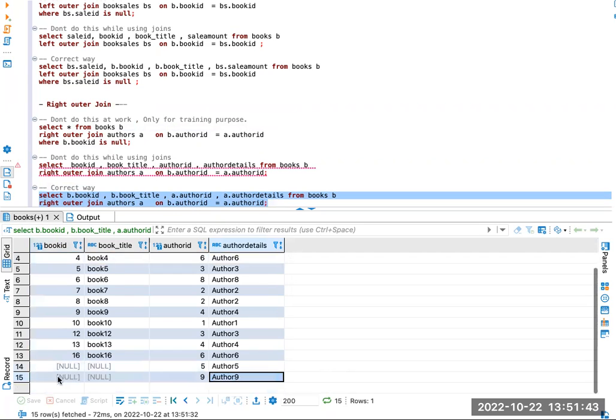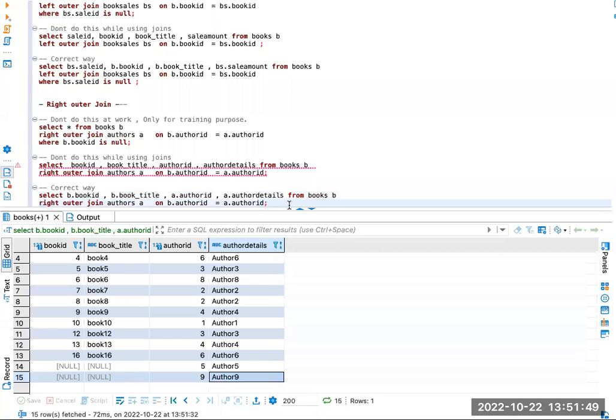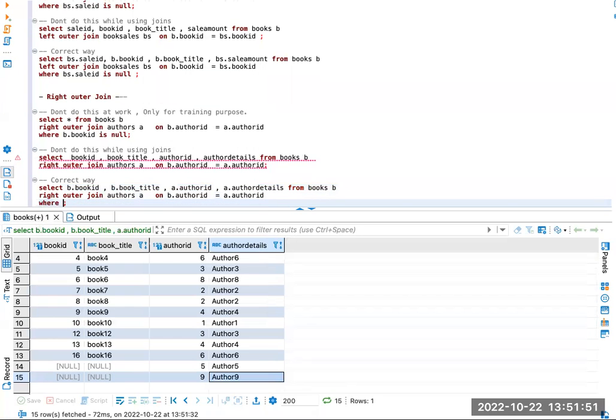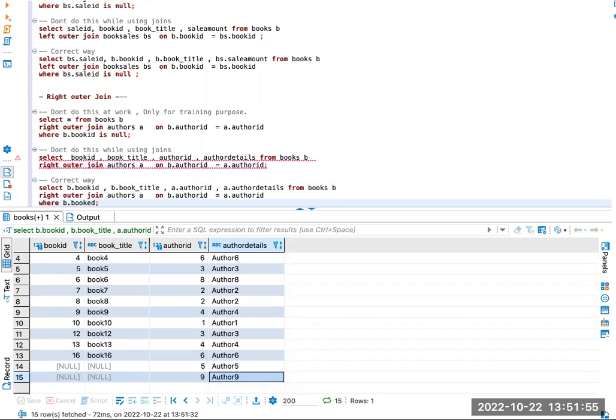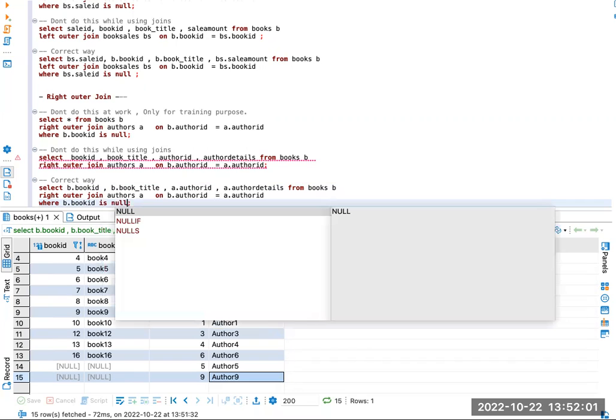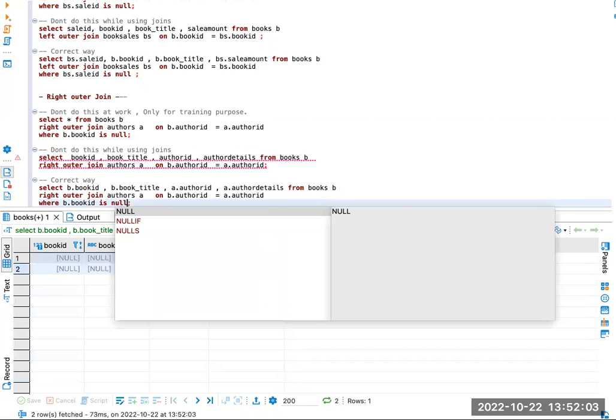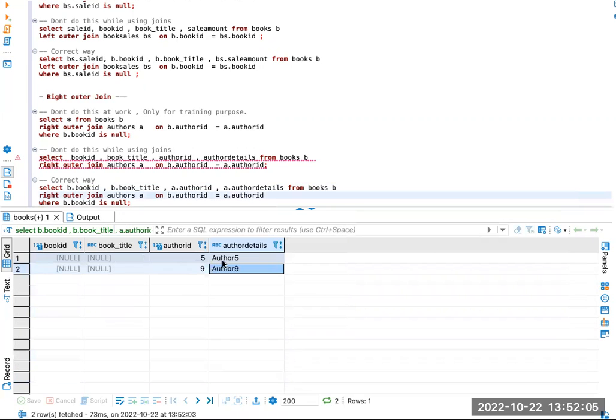Again, you can clearly see which authors haven't published any books so far, right? Again, if you want to be very specific, you can also do this like I have done in the first SQL. Book ID is null, right? And then if you execute the SQL, it's going to display only those authors who did not publish any books. This is only for your example.